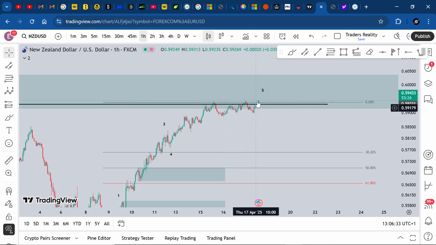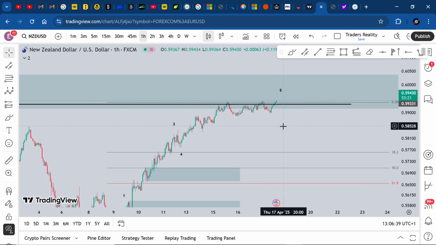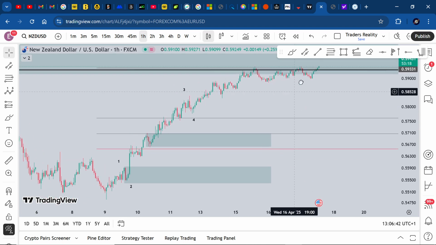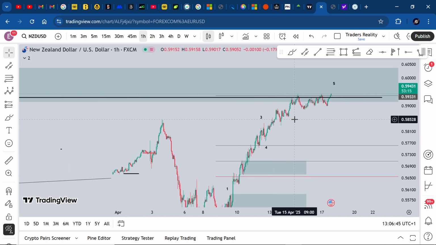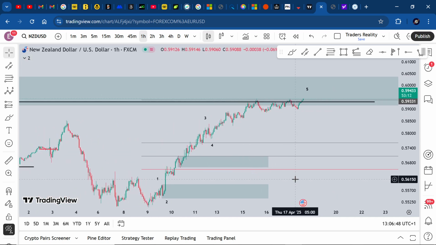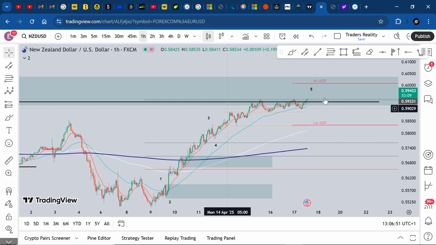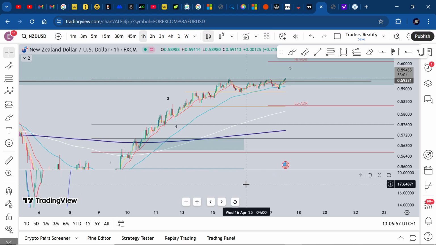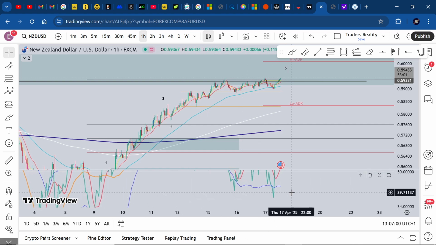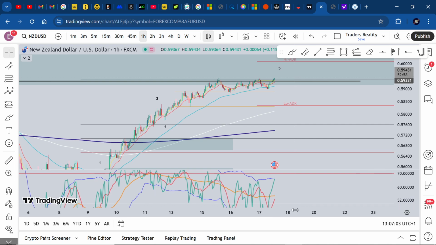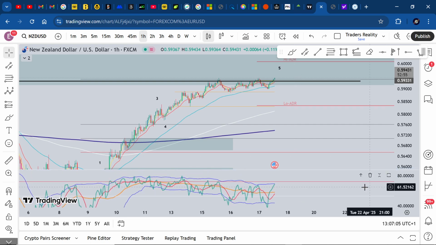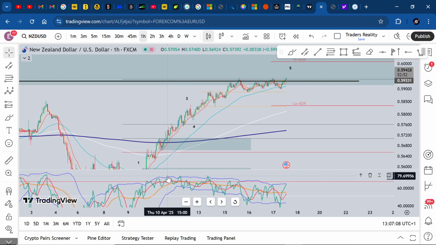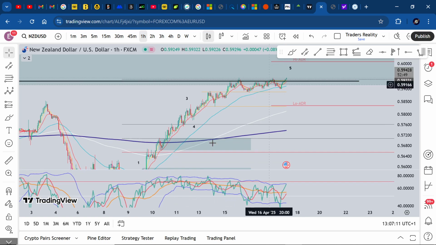Potentially we've still got a little bit higher before we start to drop. Yeah, this is the same. This is the count for my NZDUSD. I think maybe we're starting to diverge here. We should start to see some bearish divergence on the TDI. Let's have a look. Yes, we do have some bearish divergence forming all the way from down here. We've been making higher highs, but on the TDI we've been making lower highs.